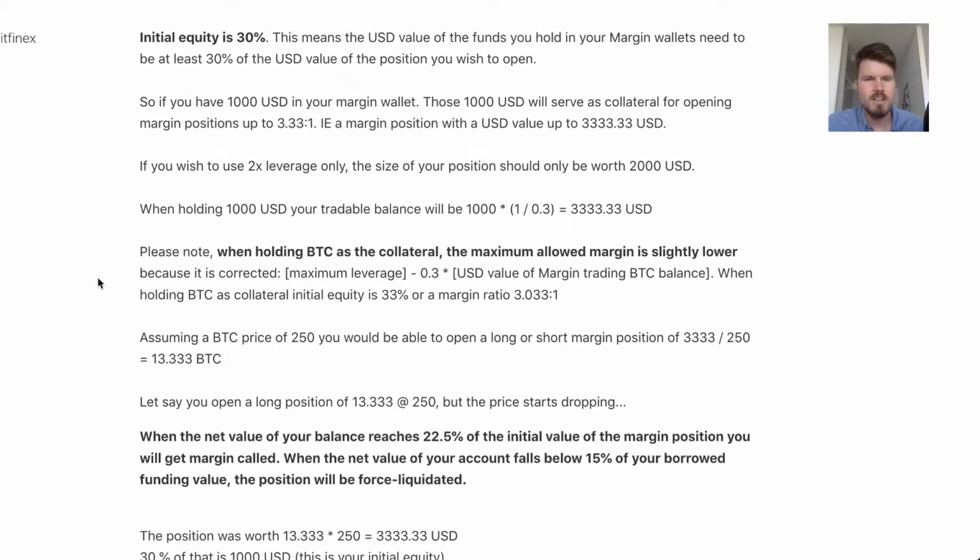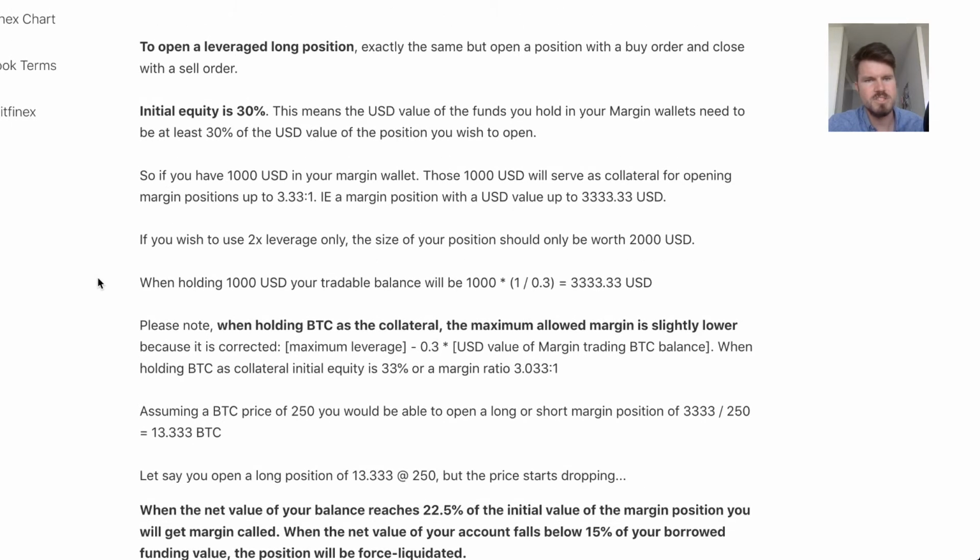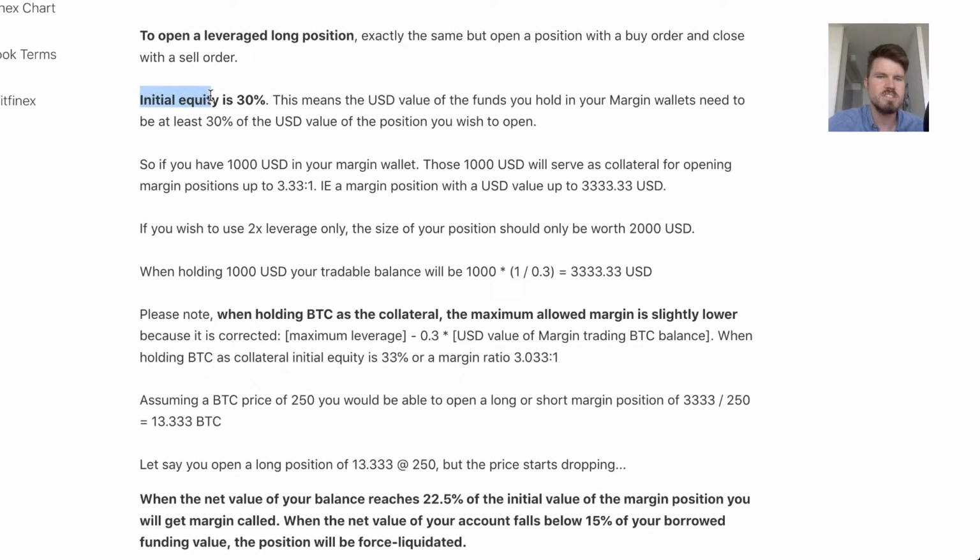What is very important when you open a position is that this initial equity has to always remain 30%. If the value of your position decreases, so for example, you go into a long position and the price sinks and you are not able to cover these 30%, then your position will be liquidated. So it's very important that you keep that in mind when opening long and short positions, that you place your stops at the correct place.